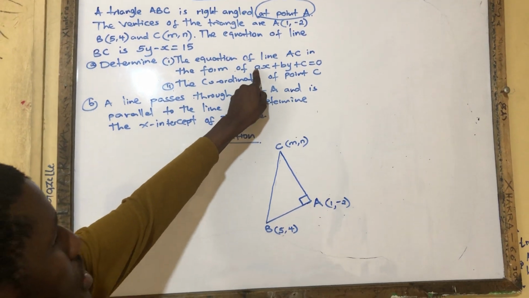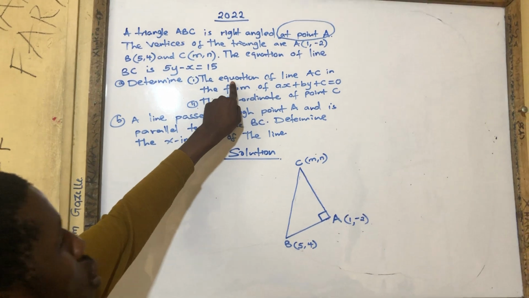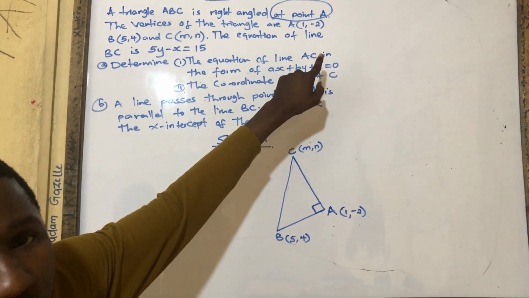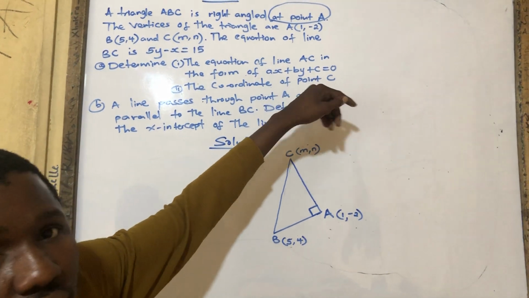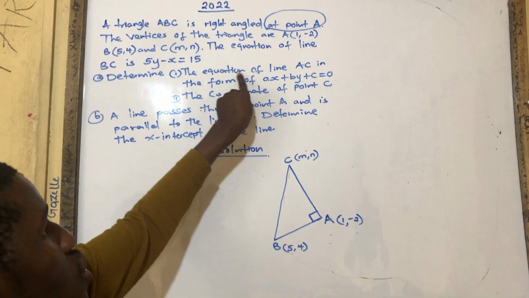Let's not focus on this one here first. Let's start by focusing on how we will obtain the equation of line AC. Then this will come to be sorted a little bit later. So how do we obtain the equation of line AC?